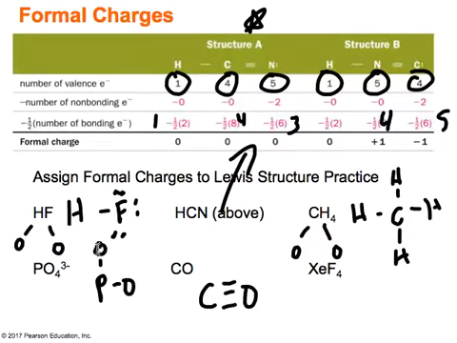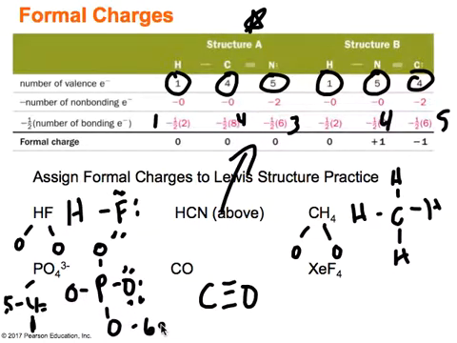PO4, let's just look at one of them to understand this. So P has 5 valence electrons, 5, minus half of all these bonds. They're all single bonds. There's 4 single bonds, so it'd get half of those electrons. 1, 2, 3, 4. So P is a positive 1. The oxygen has 6 valence electrons minus what it has in the structure. 2, 4, 6, plus half of that, 7. So that's a minus 1 for each of the oxygens.